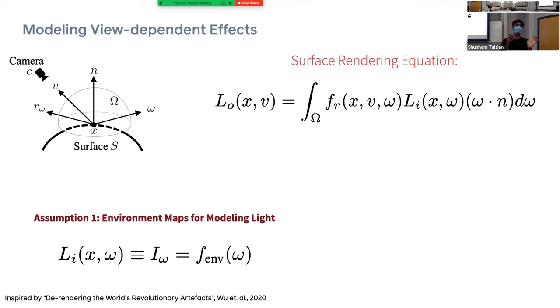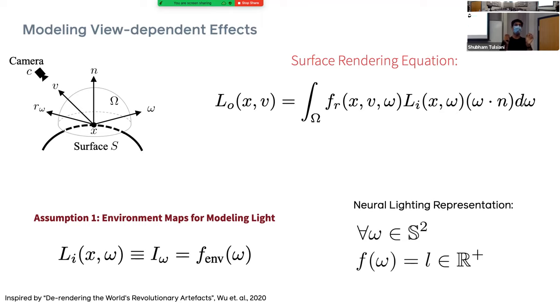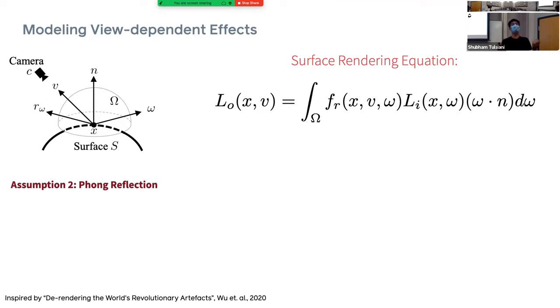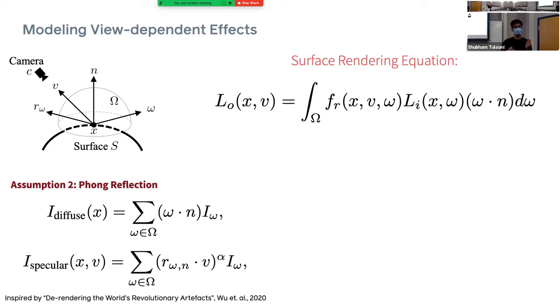If we make this assumption, then the lighting can again be modeled as a spherical neural network that takes in a direction omega and outputs the amount of light from that direction omega. The second assumption is that, instead of using a very generic model of BRDF, we use a Phong reflection model, which is far more constrained. I agree there are better models, but in particular, the Phong model decomposes the appearance at a particular point into a diffuse component, which doesn't depend on the view, and a view-dependent specular component.